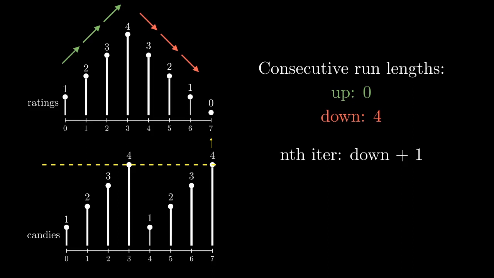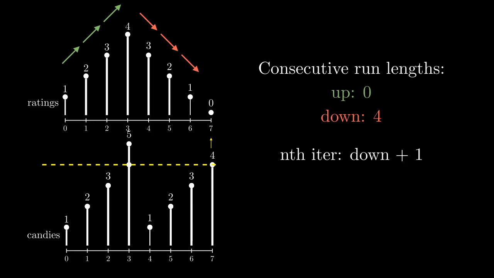The trick is to keep track of the last max height. In this example, the 3rd child reaches the max height of 4. If the down run length is lower than or equal to the max height, we increment candies by 1 additional element. This is visualized here as giving an extra candy to the 3rd child, such that they now have 5 candies.